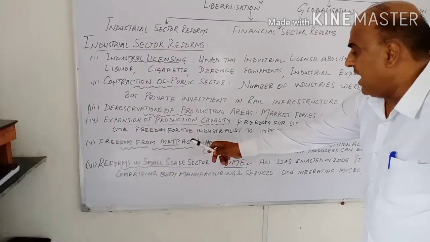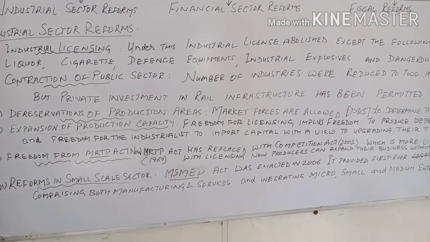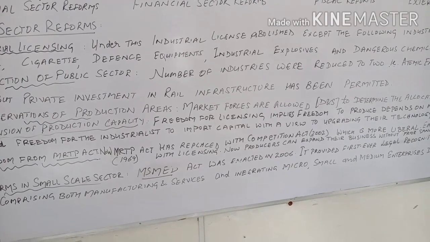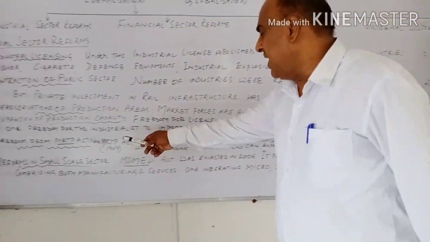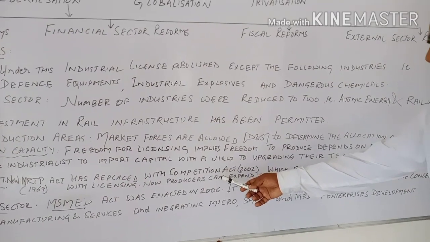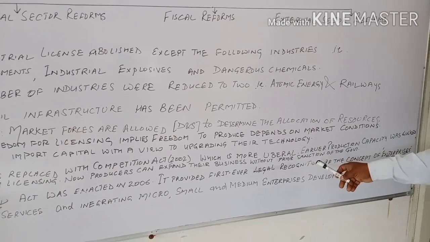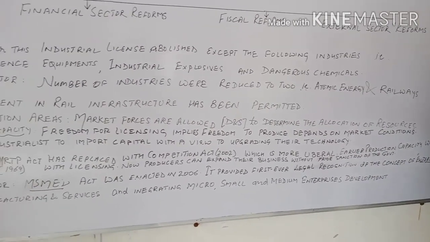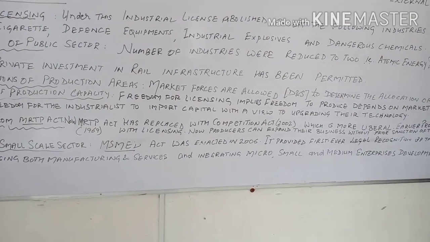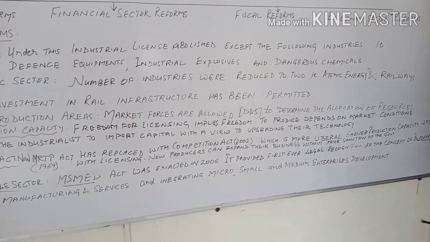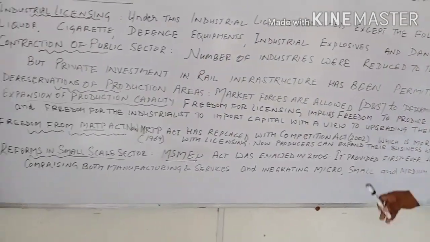Then freedom from the MRTP Act. What is MRTP? The full form of MRTP is Monopolies and Restrictive Trade Practices. The MRTP Act of 1969 has now been replaced with the Competition Act 2002, which is more liberal, because earlier production capacity was linked with licensing. Now producers can expand their business without prior sanction of the government. So they can run their business with freedom.